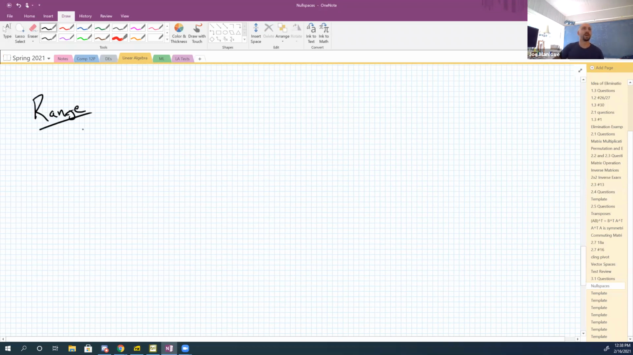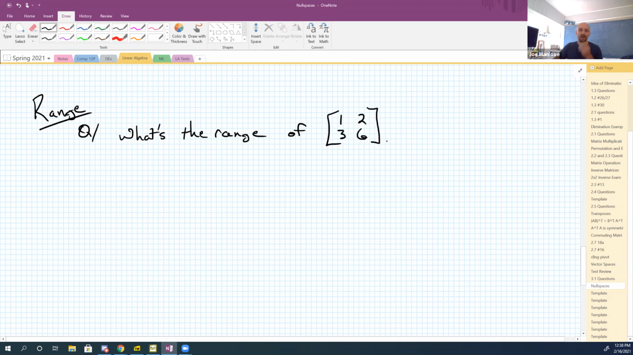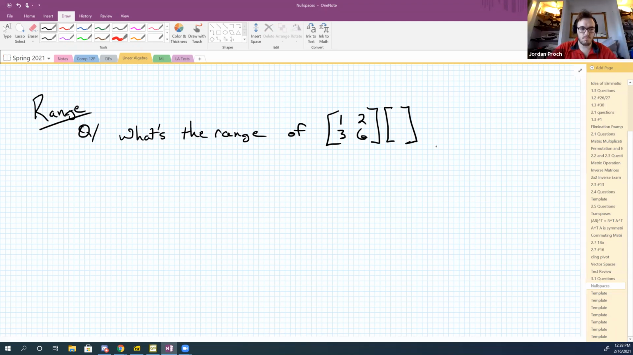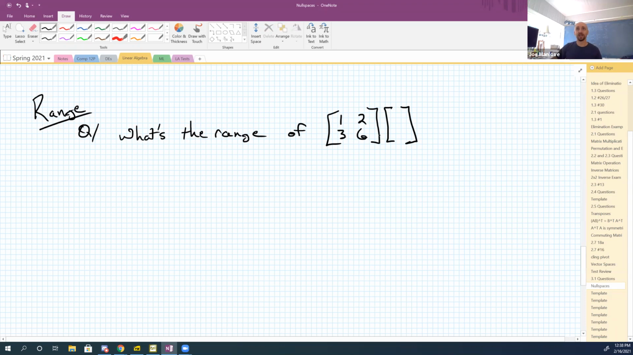So my question here is, what's the range of [1, 2; 3, 6]? And my clue to you is to think about the column multiplication picture, right? So I'm going to apply this to some vector. How big does this vector have to be in order for me to apply this? 2 by 1. Good. It's got to be a two-dimensional vector because this is a something by 2 matrix, right?